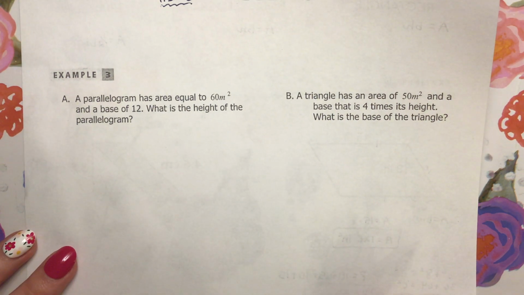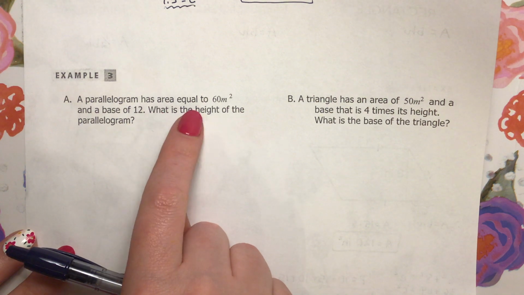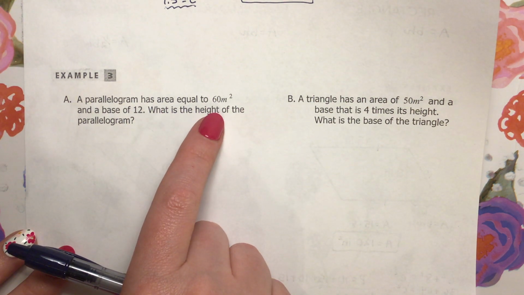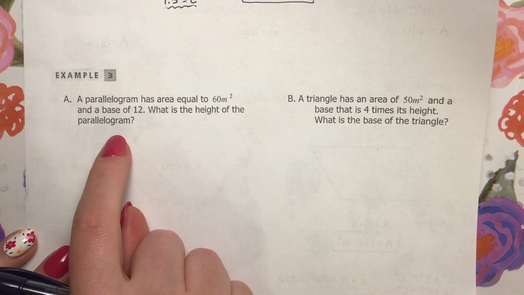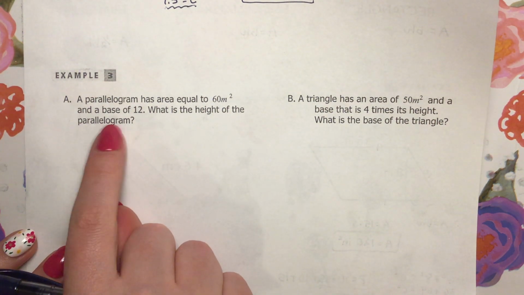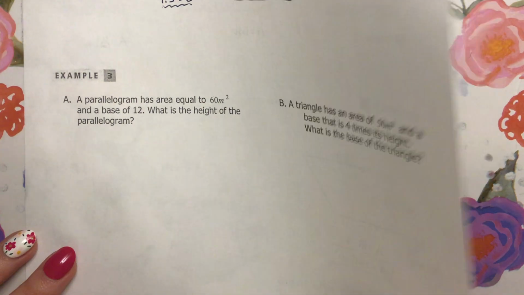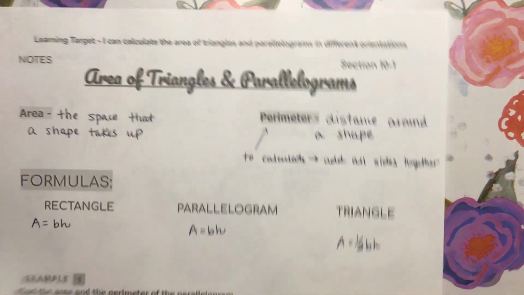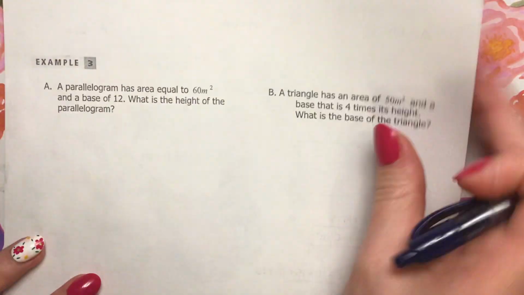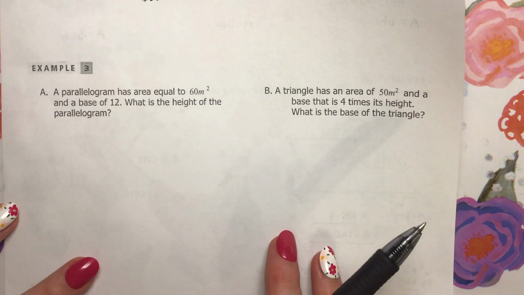So this says a parallelogram has area equal to 60 meters squared and a base of 12. What is the height of the parallelogram? So right now we automatically know we're talking about a parallelogram, and the formula for the area of a parallelogram is right here. It's base times height. So I'm going to write that formula down so that we have it.